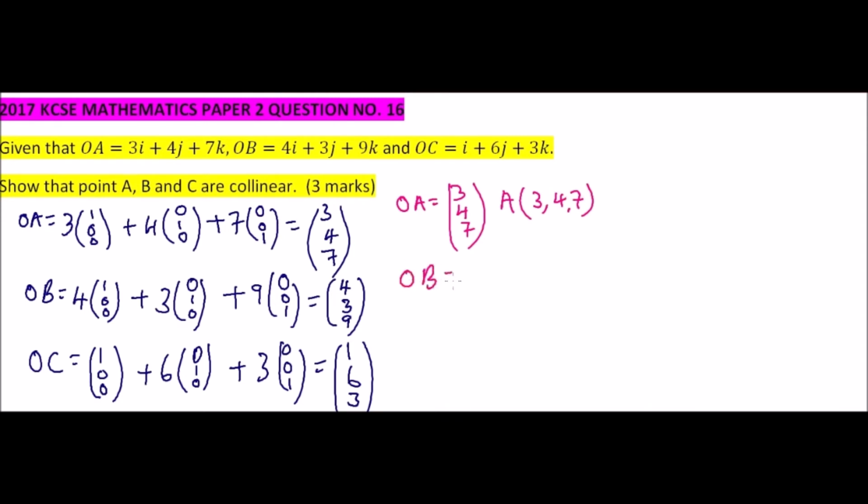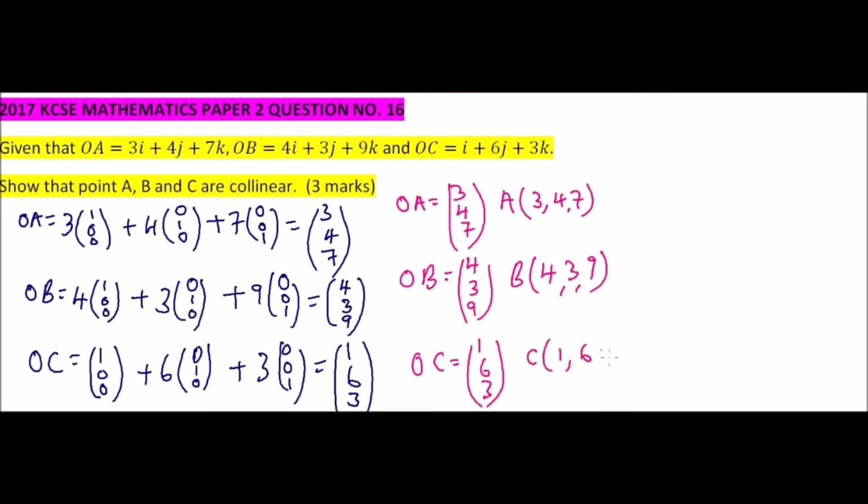OB is equal to (4, 3, 9). So the coordinates of B are (4, 3, 9). And then we have OC equal to (1, 6, 3). The coordinates of C are (1, 6, 3). So those are the coordinates of our points A, B, C.